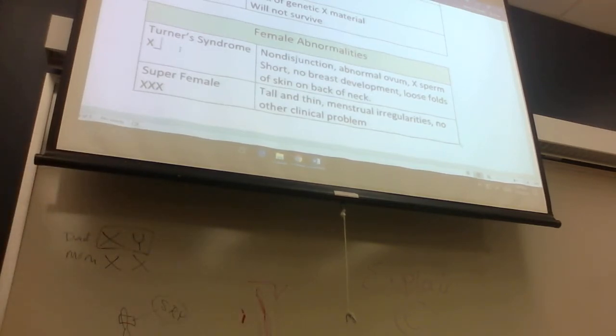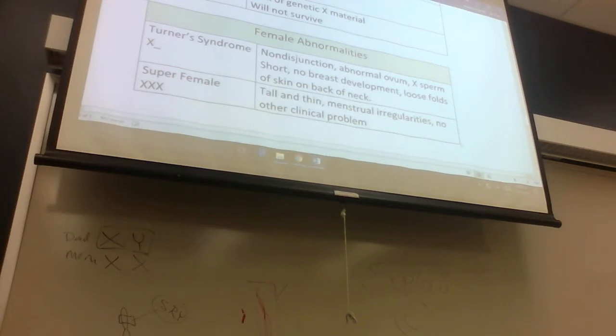So, non-disjunction, abnormal ovum, X-sperm. Short, no breast development, loose folds on skin at the back of the neck. So you can look up pictures. There's probably pictures in your book.